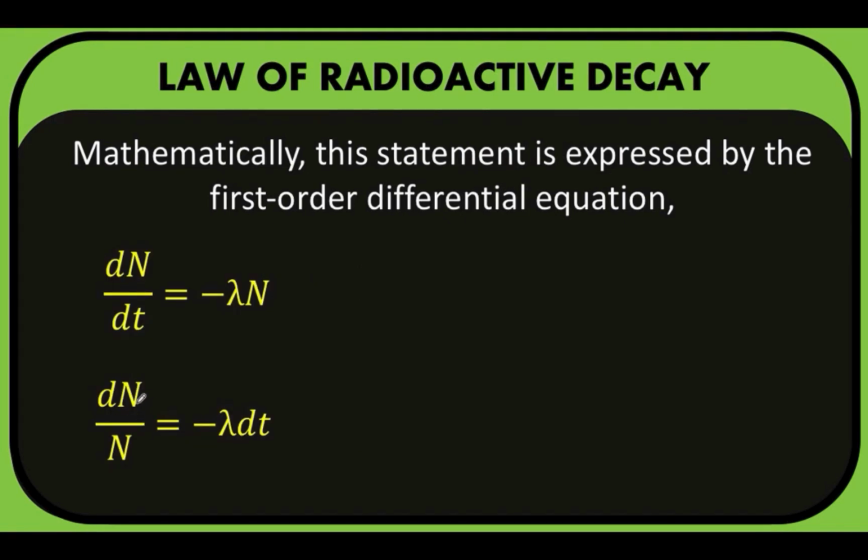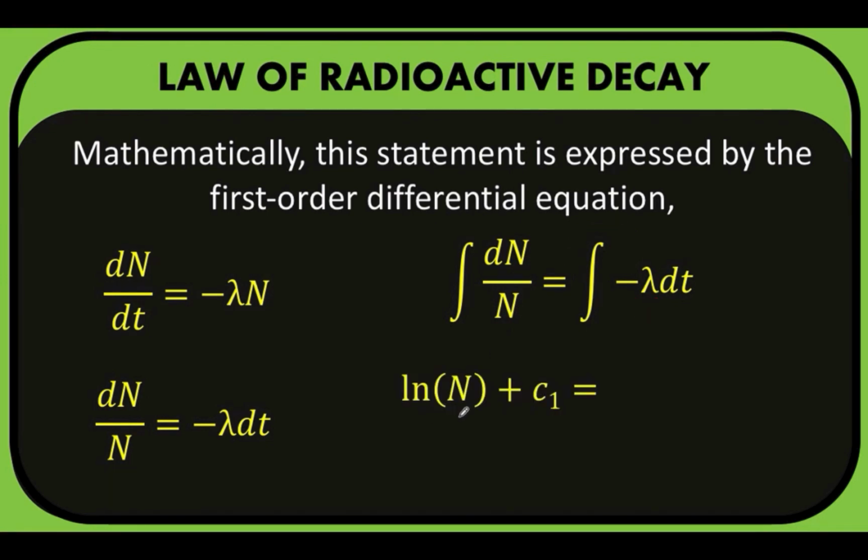In order to eliminate dn, we can take the antiderivative of both sides. Get the antiderivative of the right side. Negative lambda is a constant that we can pull outside the integral symbol, get the indefinite integral at the left side. The antiderivative of dn over n is ln of n plus a certain constant. Let's call the constant to be c sub 1. At the right side, negative lambda is a constant that we can pull outside the integral symbol, and the antiderivative of dt is t, so we have negative lambda times t plus a certain constant.